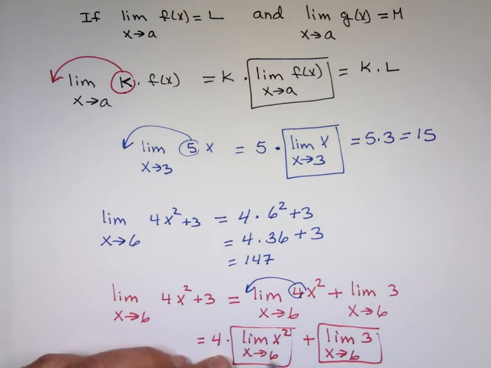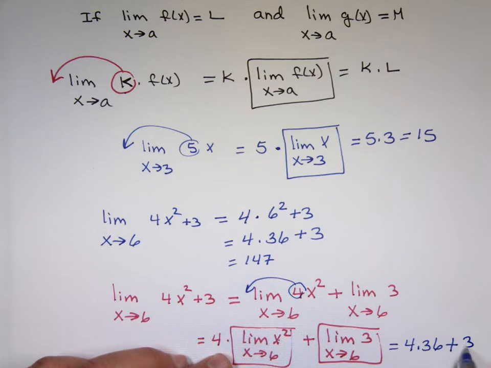When x is 6, what's the answer to this? Isn't that 36? So it's going to equal 4 times 36 plus, what's the answer to this? The limit of any constant is what? The constant. Is that the same answer?